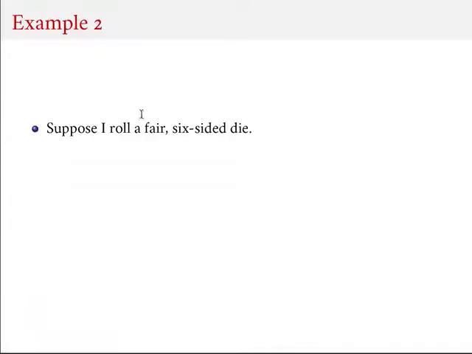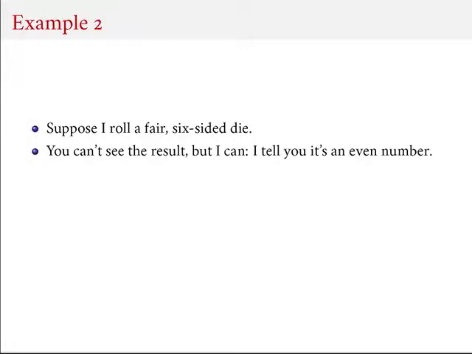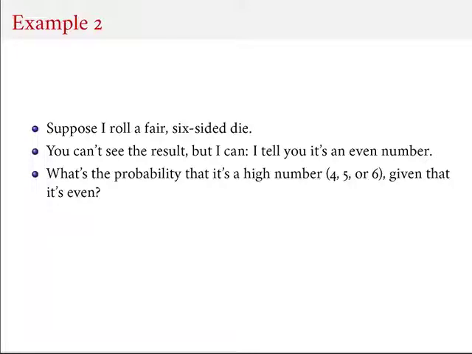So here is another example. Suppose I roll a fair 6-sided die. You can't see the result, but I can. For instance, I rolled the die behind a screen, and you can't see my side of the screen. And now I tell you that the die came up as an even number.